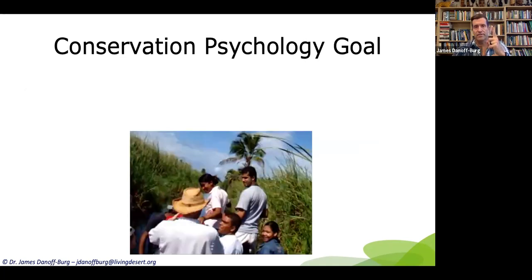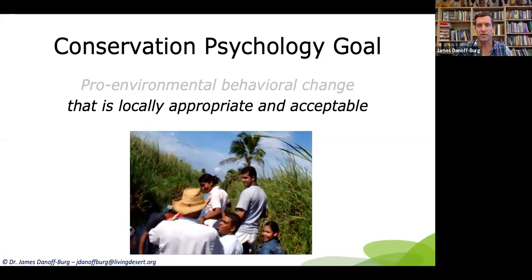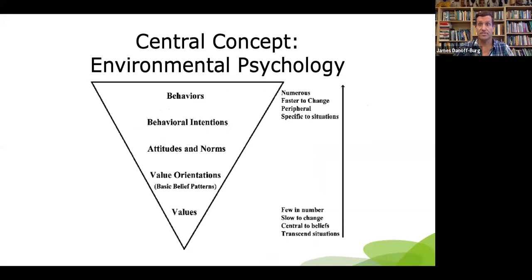All right, a reminder, what's the goal of conservation psychology, which is the work that we're doing here in social science? If you said finding and engaging pro-environmental behavior change that is locally appropriate and acceptable, gold star to you. In the United States, when we're kids, if we say the right answer, we get that gold star in the middle of our forehead when we're very young. This is in the very beginnings of primary school. So pro-environmental behavior change that is locally appropriate and acceptable is the goal of conservation psychology. That's what we're doing here today and for the rest of the session.